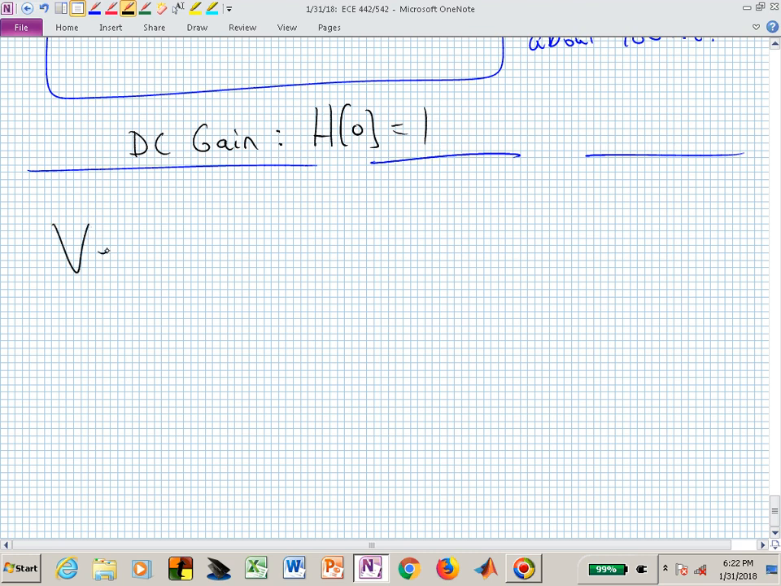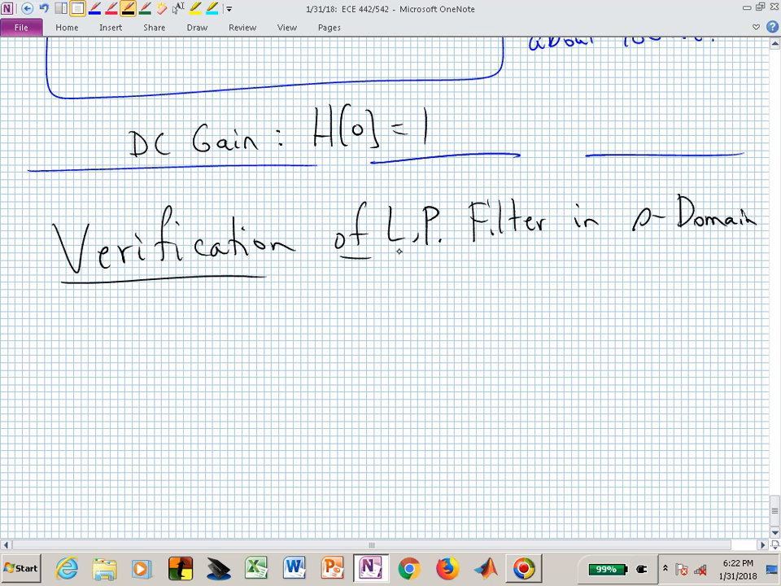Well, because we're going to do something similar when we find the discrete time transfer function. Let's look at this in the frequency domain. Verification of the low-pass filter in the S domain.